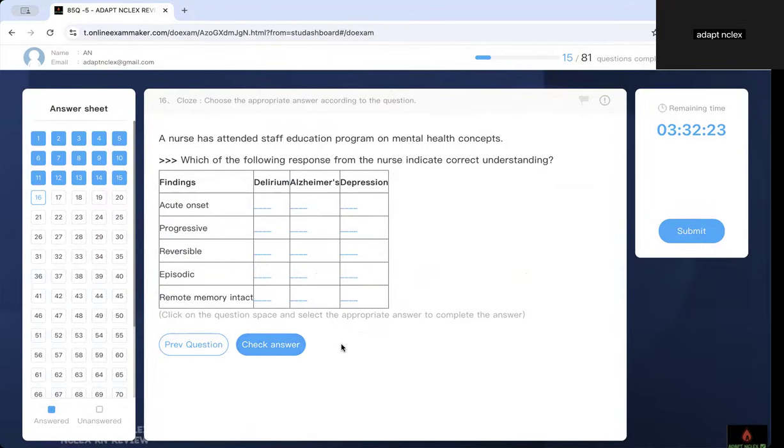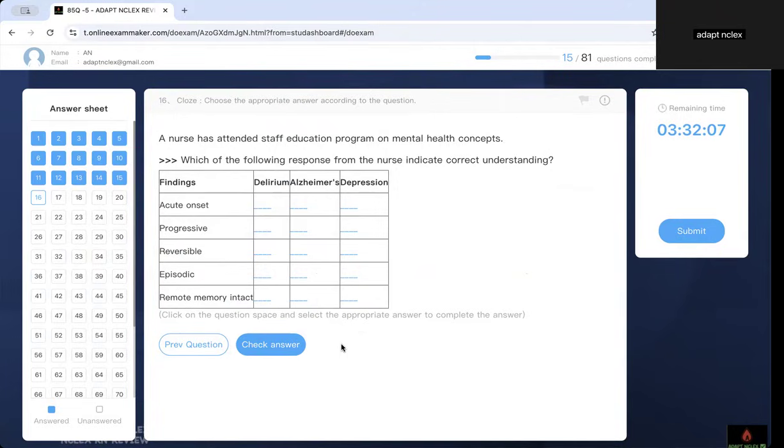This is my favorite: delirium, Alzheimer's, and depression. Key. I want you to know these three Ds because they are friends. They show up all the time.